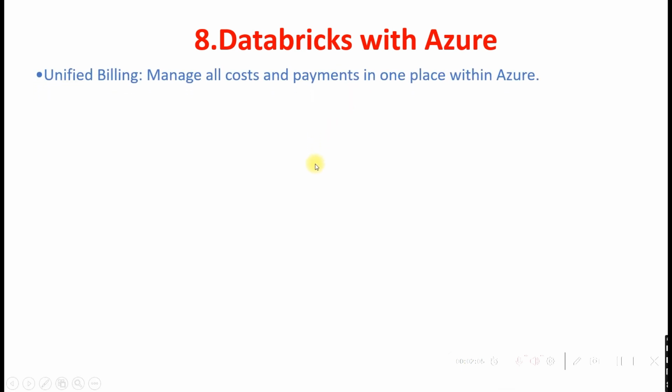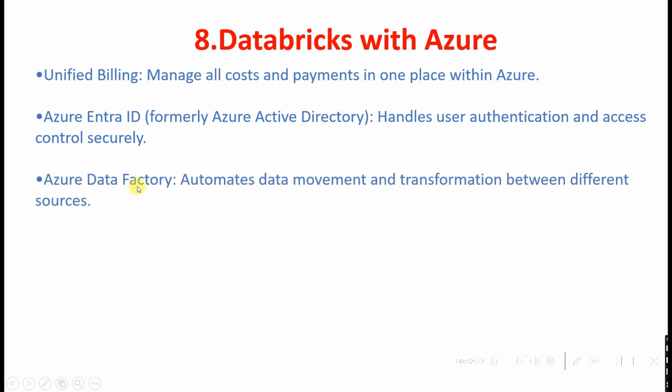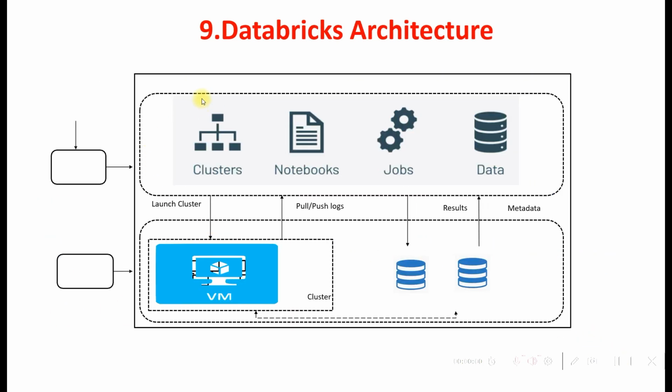It provides unified billing, which means you manage all the cost and payment in one place with Azure. Then it also provides Azure Entra ID. It was previously called Azure Active Directory. It handles user authentication and access control securely. Then Azure Data Factory automates the data movement and transformation between the sources. And next is Power BI, which is used to visualize the data with interactive reports and dashboards for better decision making.